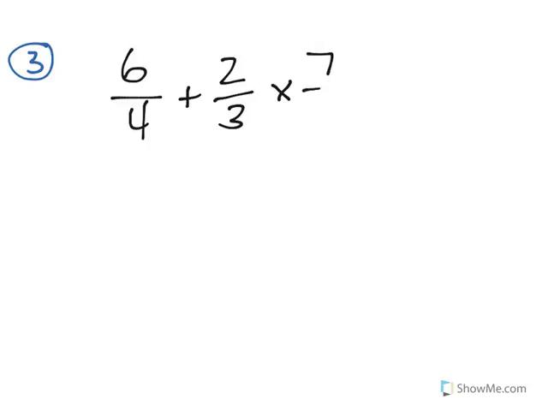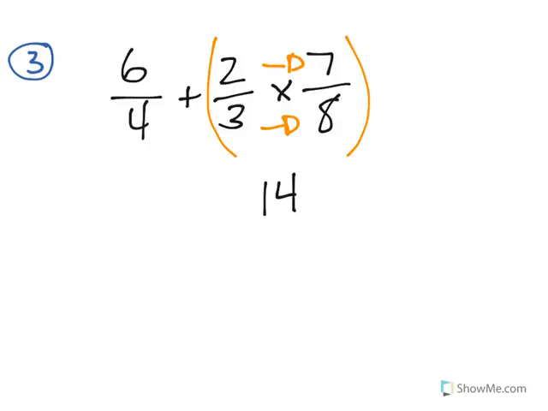Moving on to question 3, we are asked to find the value of the expression 6 over 4 plus 2 over 3 times 7 over 8. Looking at the order of operations, PEMDAS, or please excuse my dear Aunt Sally, I know that we've got to start here with our multiplication. So we're going to multiply straight across. 2 times 7 is going to be 14. And then 3 times 8 is going to be 24.